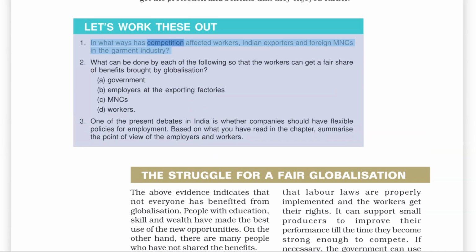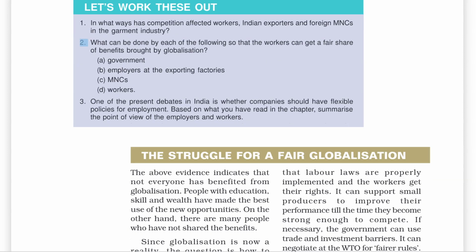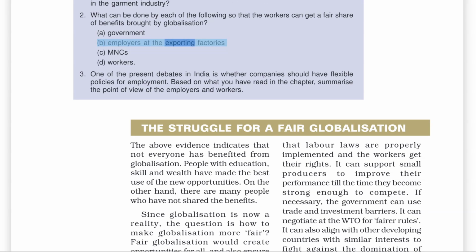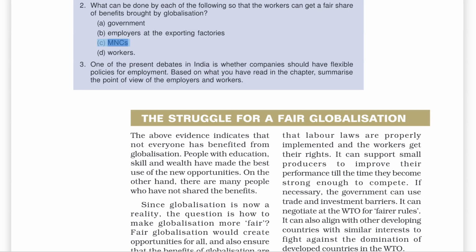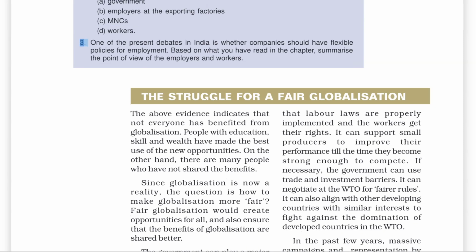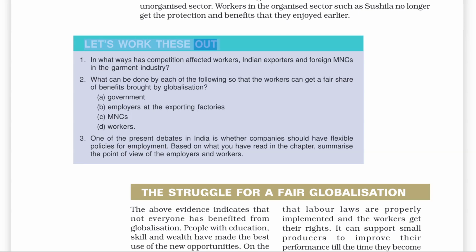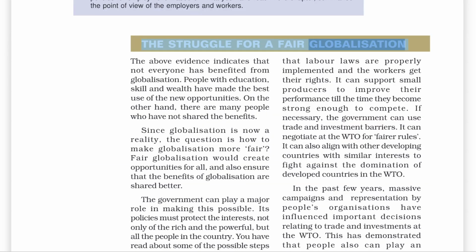1. In what ways has competition affected workers, Indian exporters, and foreign MNCs in the garment industry? 2. What can be done by each of the following so that the workers can get a fair share of benefits brought by globalization? A. Government. B. Employers at the exporting factories. C. MNCs. D. Workers. 3. One of the present debates in India is whether companies should have flexible policies for employment. Based on what you have read in the chapter, summarize the point of view of the employers and workers. Let's work these out. The struggle for a fair globalization.